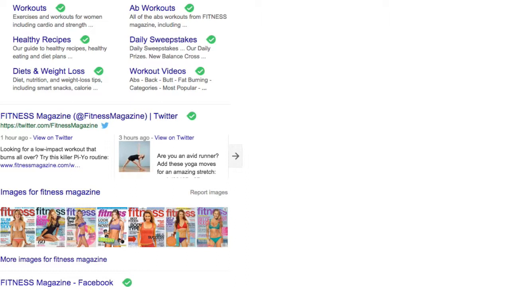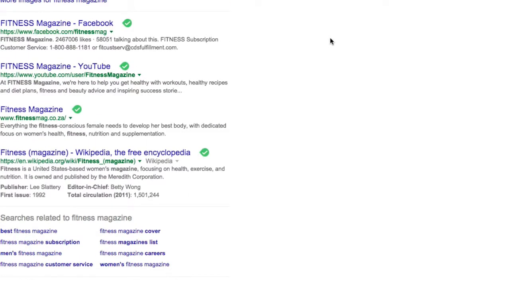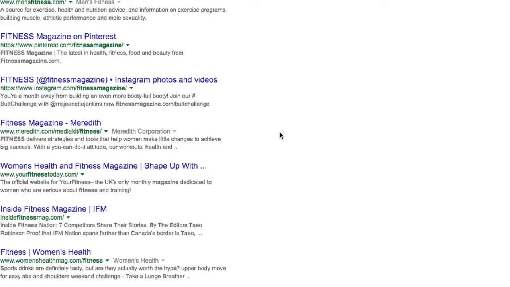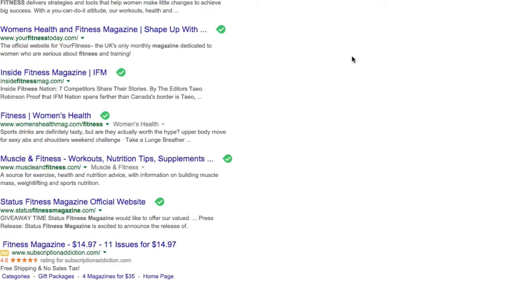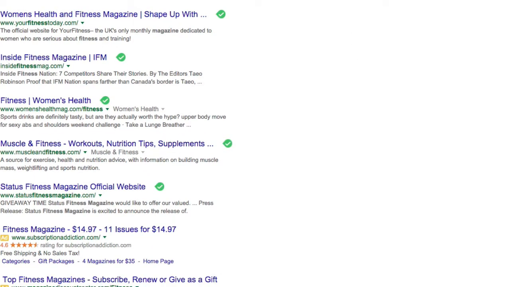So fitness magazine. Okay, that makes sense. Write that one down. Let's see here. We've got a lot of Facebook stuff. Let's see what else is here. Men's Fitness. Okay, so that's good. It's a little targeted to the men's side of things. What else? Your Fitness, Inside Fitness, Muscle and Fitness. Okay, that's good.